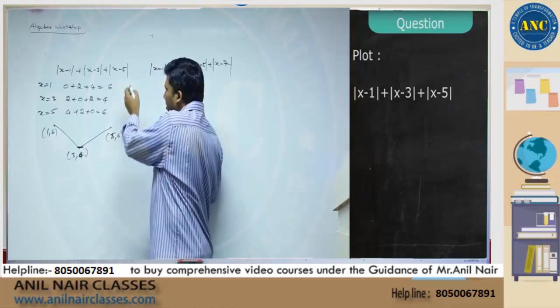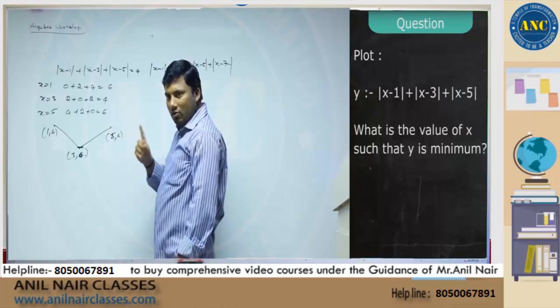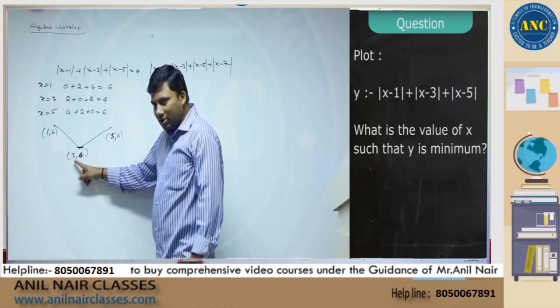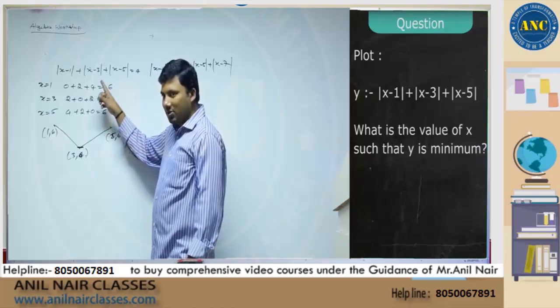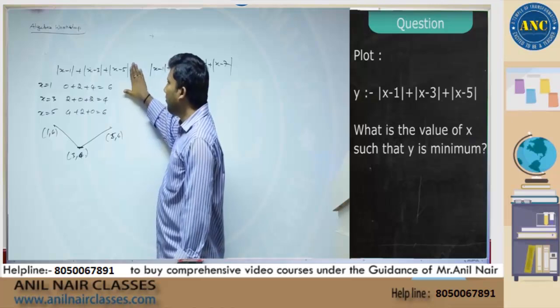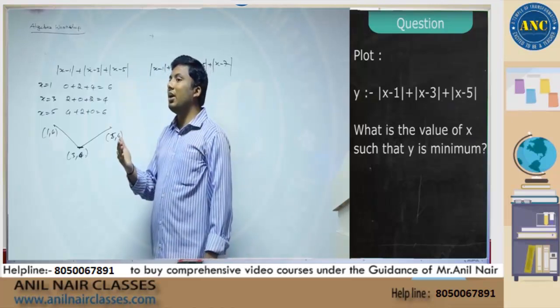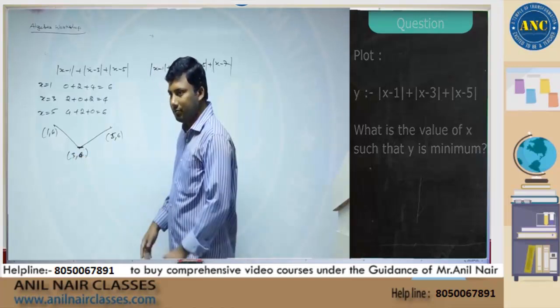That means if this equation equals 4, how many values can x take? Only one value. What is that value? x equals 3. Are you all with me? For this equation, how many values will x take? Only one value. If the number of modulus functions added are odd, I will get a unique value for x.